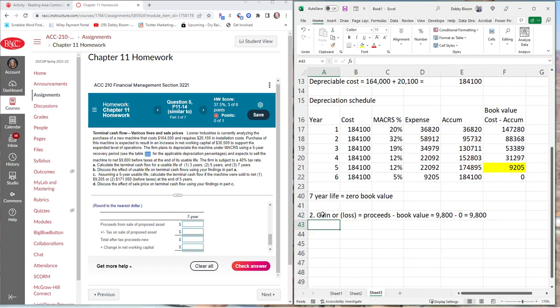We just carry the calculations through. In step 3, we have the tax on the gain. We're going to take our gain of $9,800 and multiply that by 40%, which gives $3,920. Then in step 4, we take the proceeds and subtract the tax to calculate the after-tax proceeds. In this case, we're going to take our $9,800 sale price, and we're going to have to pay a $3,920 tax on the sale.